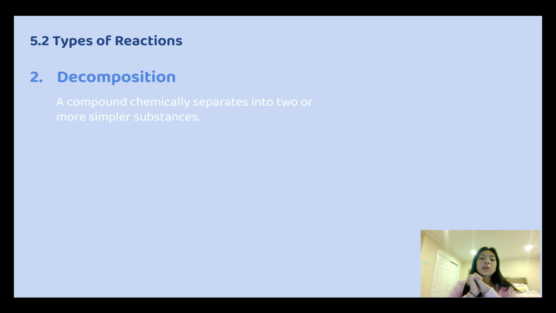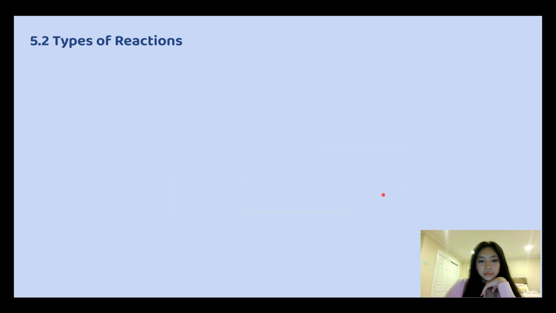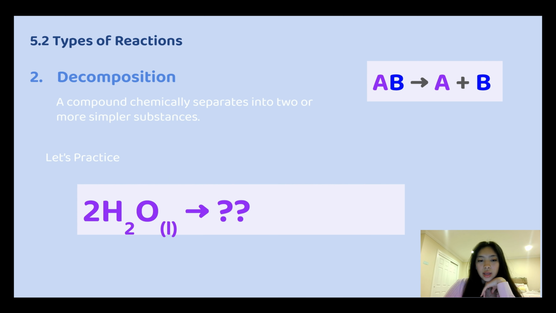The next type of reaction is the decomposition reaction. This is when a compound will separate into 2 or more simpler substances. So here's the general equation. AB will turn into A plus B. So you're given a compound and it turns into 2 simpler compounds or elements. So here is an example.